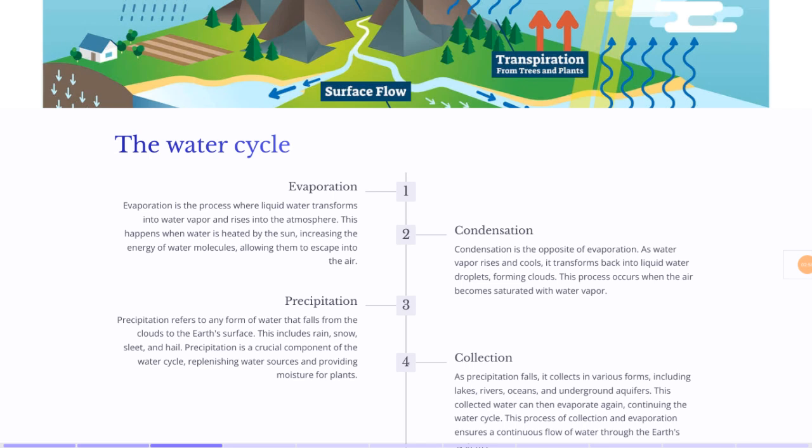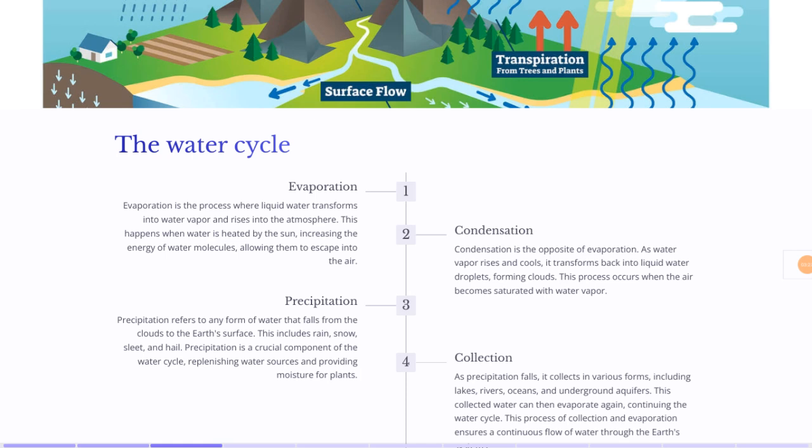3. Precipitation. Precipitation refers to any form of water that falls from the clouds to the Earth's surface. This includes rain, snow, sleet, and hail. Precipitation is a crucial component of the water cycle, replenishing water sources and providing moisture for plants.